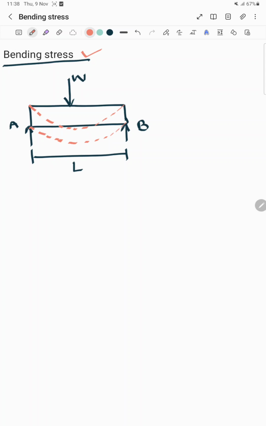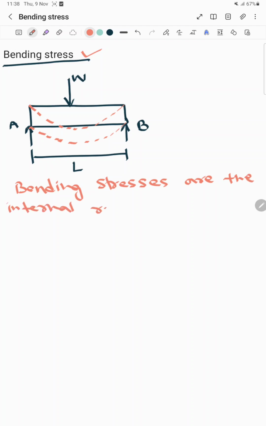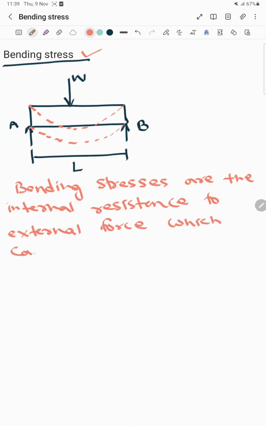Now bending stress can be defined as: bending stresses are the internal resistance to external force which causes bending of a member. So here it means that due to this applied load, what will happen?